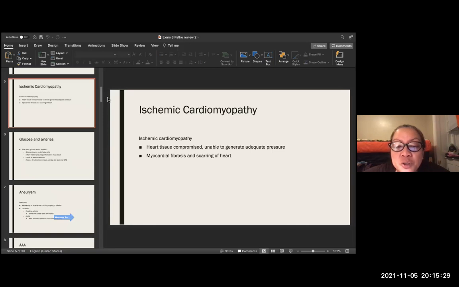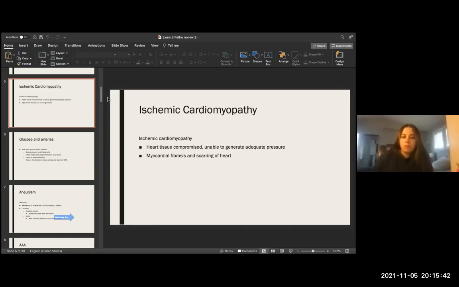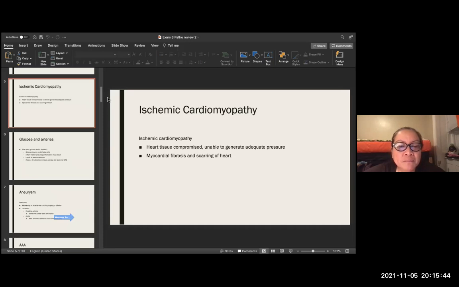if the pressure is not adequate and there's cardiomyopathy? What happens? There is fibrosis. So what do you understand about fibrosis? From the word fiber, what happens to the heart muscle fiber?